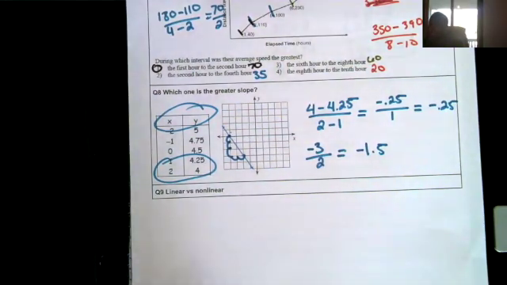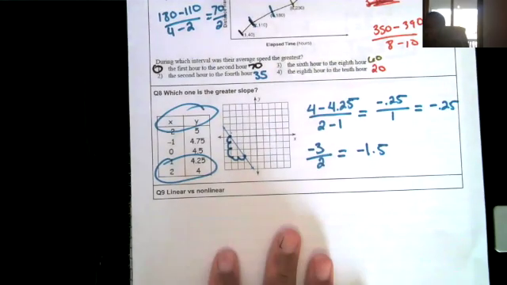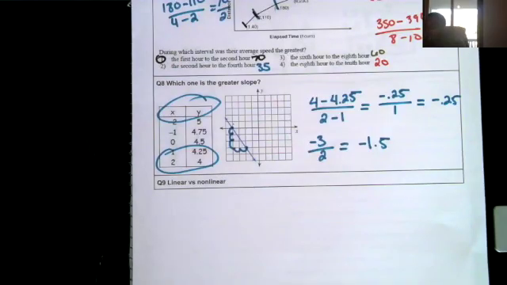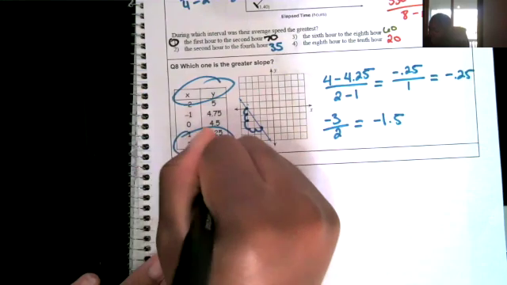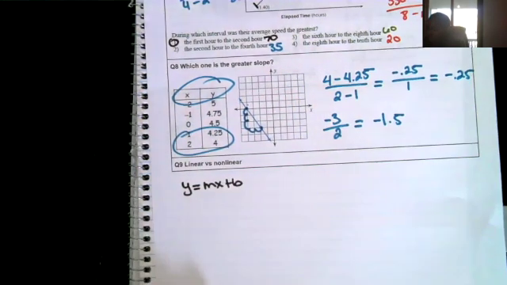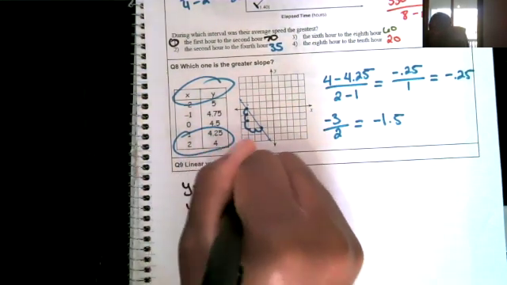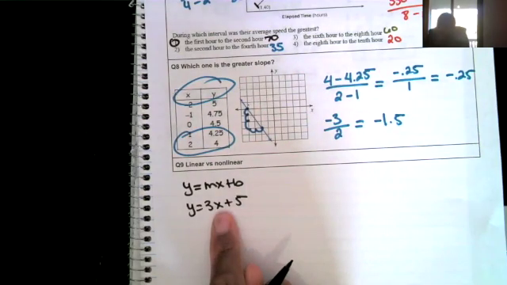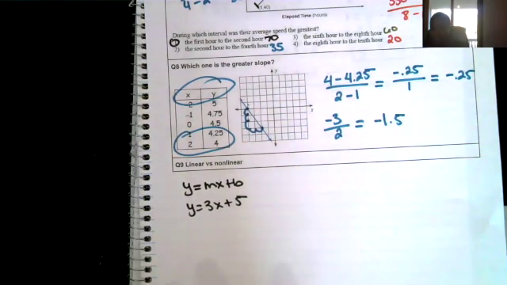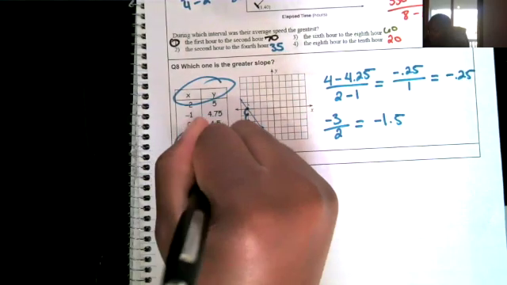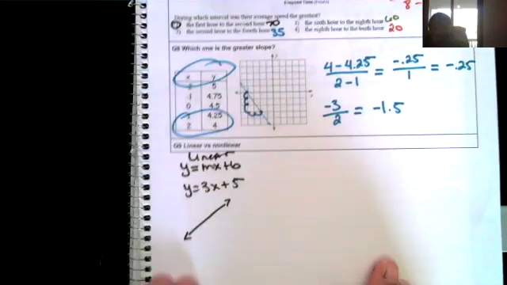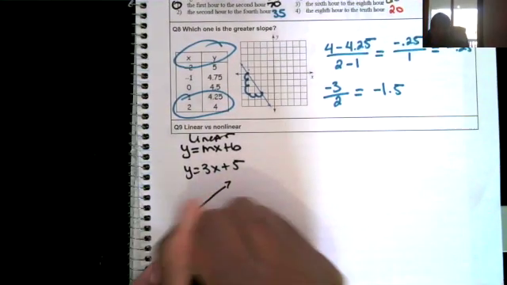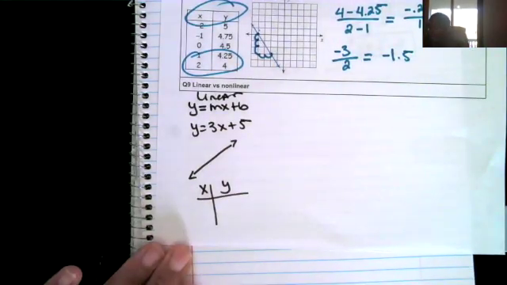All right, question 9. So your last question on your relearning, or second to last question, I should say, is about identifying things that are linear versus nonlinear. All right, so if something is linear, the equation will look like this. Y equals mx plus b. So y equals 3x plus 5, something like that. Your x will not have an exponent, and it will not be in the exponent spot. That's what makes it linear. If it's graphed, it will make a line. And if it's in a table, the y will increase or decrease at a steady rate.